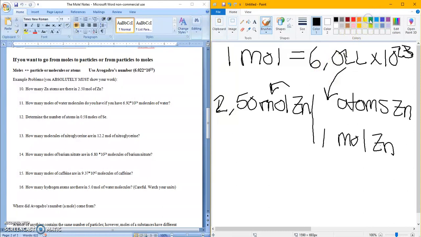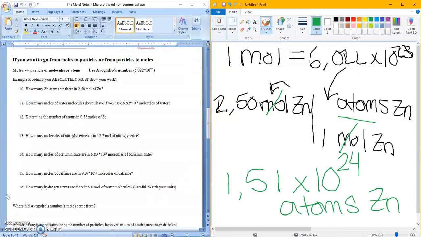Before I get into the calculator portion of it, I am going to cross off my units to make sure they cancel out. I'm left with atoms, which is the unit I want. So now I put it in the calculator, and I get the answer, 1.51 times 10 to the 24th atoms of zinc.